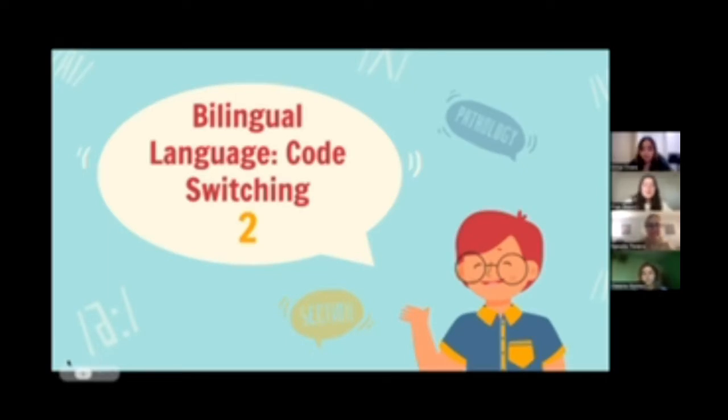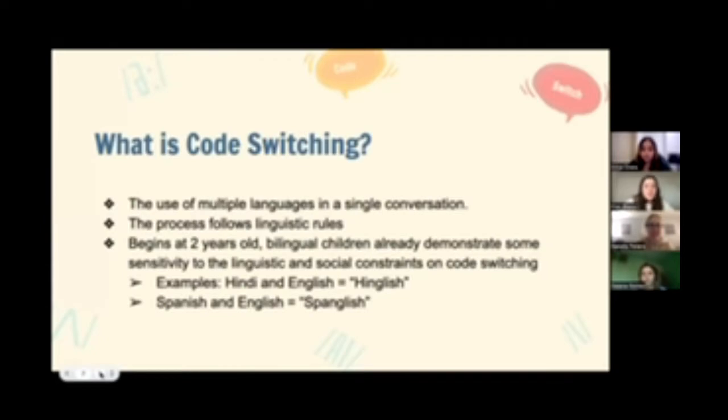The next thing that we're going to talk about is bilingual language code switching. So what is code switching? This is the use of multiple languages in a single conversation. However, the process still follows linguistic rules. Subject and object pronouns must match the main verb. So what you wouldn't do is say "yo went" or "meet a him." What you would say is "yo fui a Target to get a really cute skirt." Still has the preposition, adjective, and noun that match the verb in the same language.